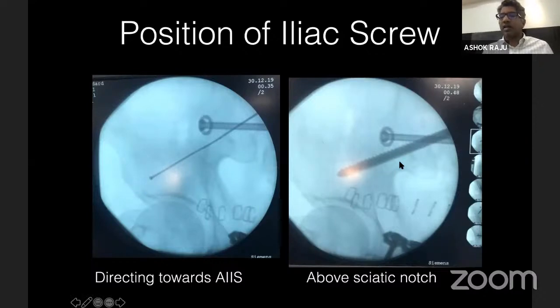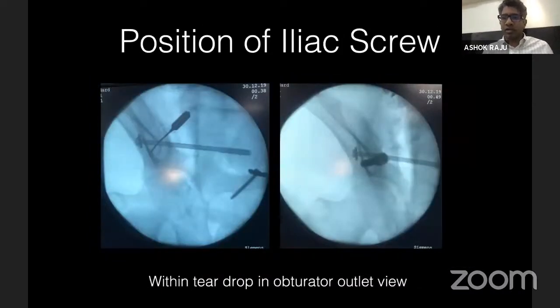And the second, it is about the sciatic notch in an iliac view. In an obturator view, especially in an obturator outlet view, you should see that your pedicle screw is within the teardrop. These are the most important images while putting the iliac screw.